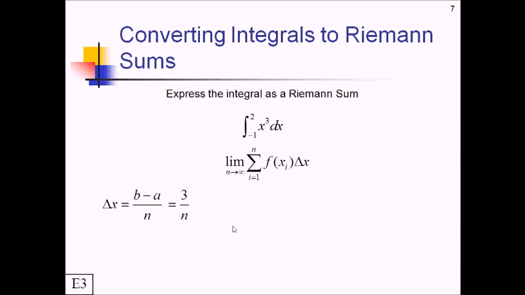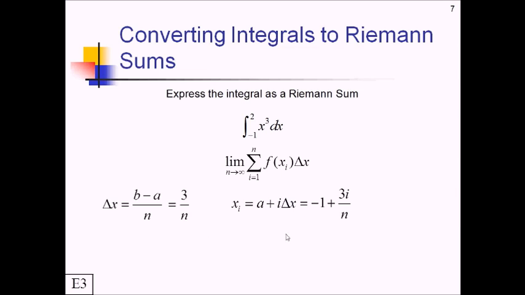Next, remember the x sub i is going to be a plus i delta x. So in this case, our a value is negative 1, and i stays i. Delta x we just found to be 3 over n. So this is going to be negative 1 plus 3i over n.